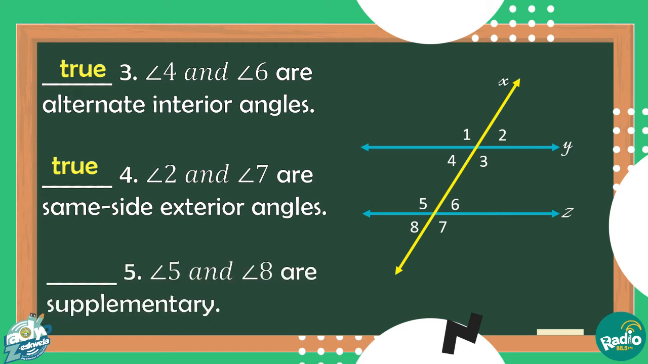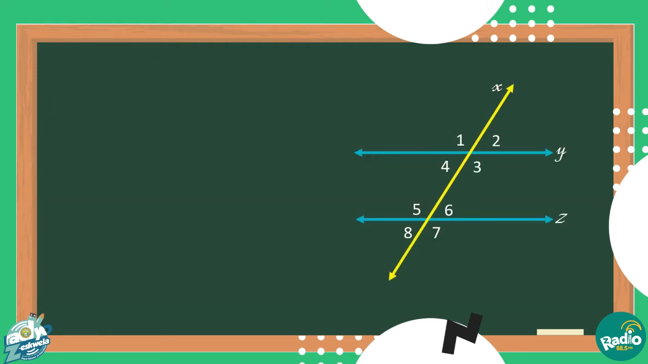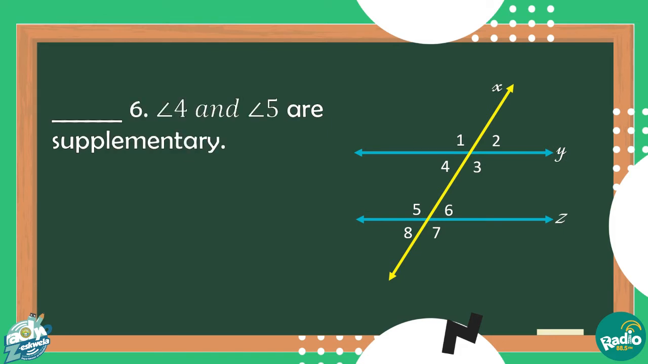Number 5. Angle 5 and angle 8 are supplementary. True. Angle 5 and angle 8 are supplementary. Number 6. Angle 4 and angle 5 are supplementary. That's true, because angle 4 and angle 5 are the same side interior angles, which are considered as supplementary.